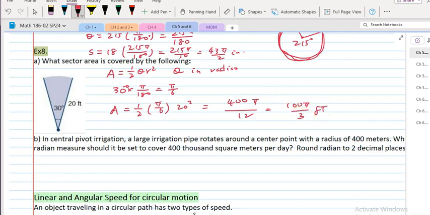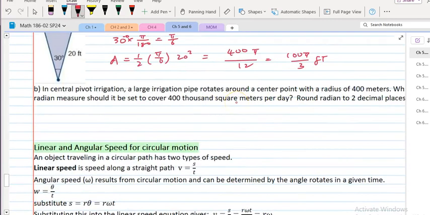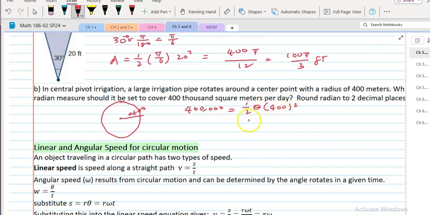Okay, that's the exact value. B, in central pivot irrigation, a large irrigation pipe rotates around the center point with a radius of 400 meters. So we're looking at a radius of 400 meters, and what radian measure should it be set to cover 400,000 square meters per day? So 400,000 is equal to 1/2 theta r squared, 400 squared.